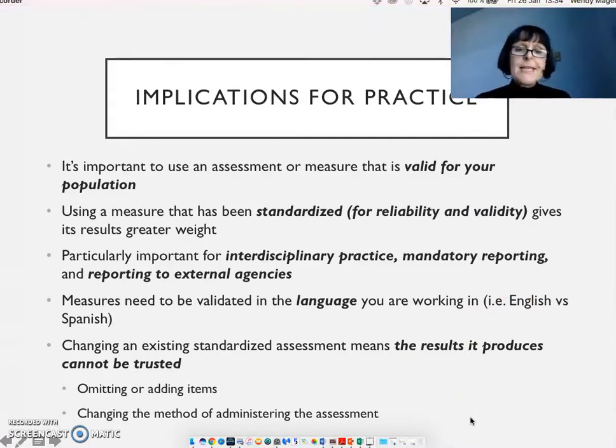And the last really important point is that changing an existing standardized measure means that the results you come up with cannot be trusted. So if you take items out because you don't think they're relevant, or if you put extra items in because you think they'll enhance the measure, that actually changes its reliability and its validity. So it's really important not to omit parts of existing measures or to change the method of administering the assessment. For example, if you are looking at a measure which is very specifically around improvised music, you might want to question delivering a completely different protocol where you are only using song-based interventions.